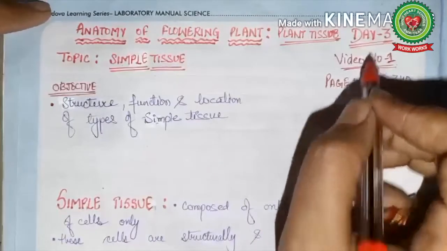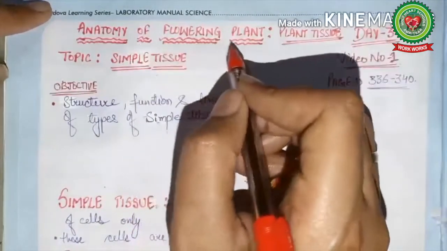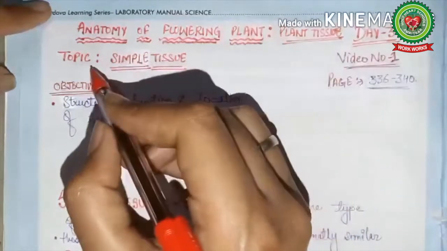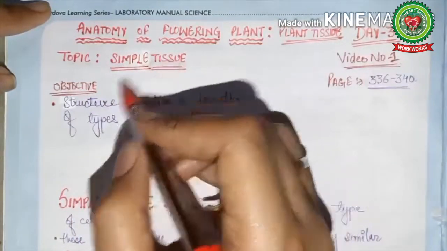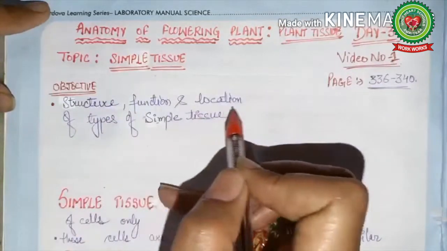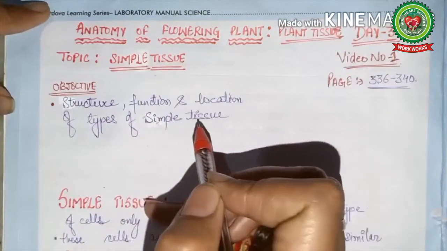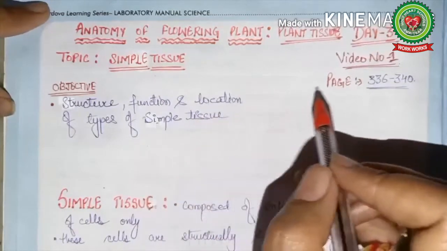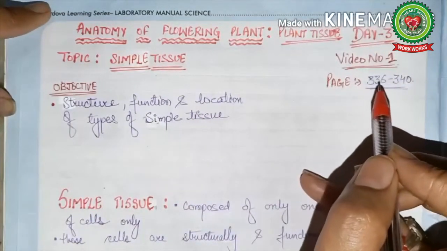Good morning, students. This is day 3 of the chapter Anatomy of Flowering Plant, that is plant tissue. The topic of today is simple tissue, and the main objectives that we are going to cover today will be structure, function and location of the types of simple tissue. Now, take out your book and open page number 336.